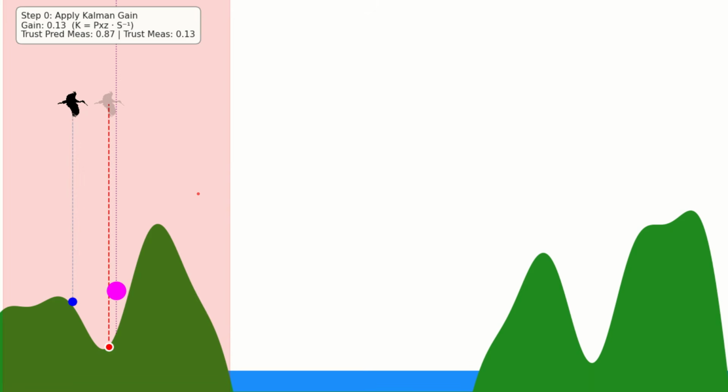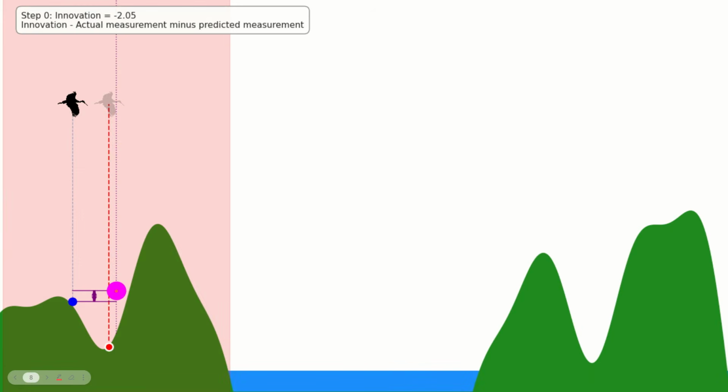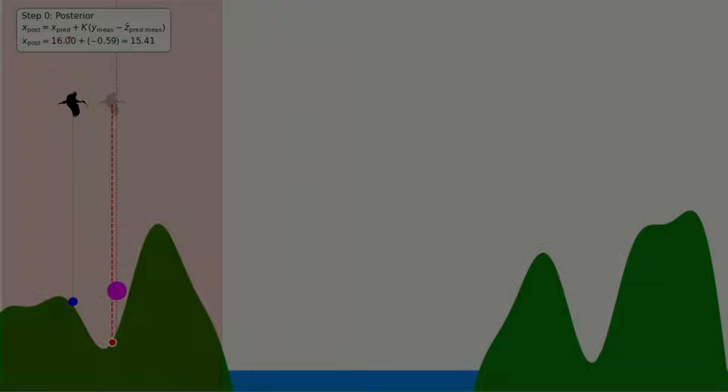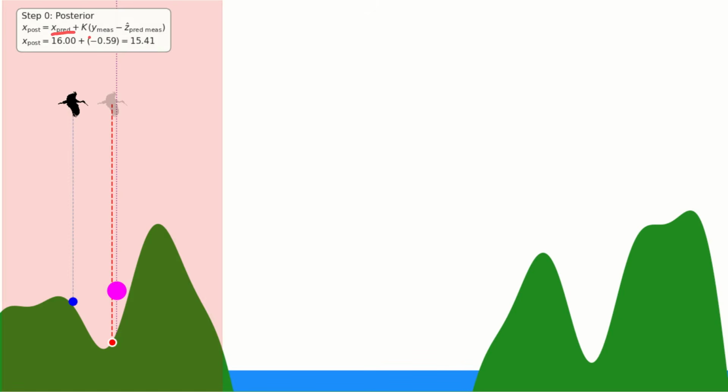Why is that the case? Well, that depends on our uncertainty calculations and the Kalman filter's parameters, which can always be tuned to better fit our system. The next step calculates the difference between the predicted measurement and the actual measurement. And finally, we take the predicted position and adjust it based on the Kalman gain multiplied by the difference between the predicted measurement and the actual measurement to estimate our position. Phew, a lot of steps.